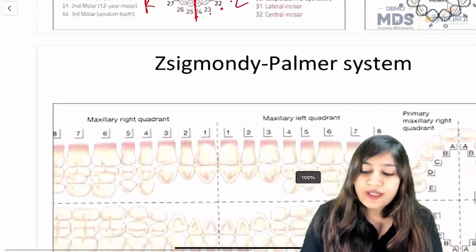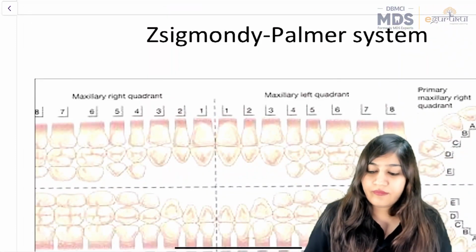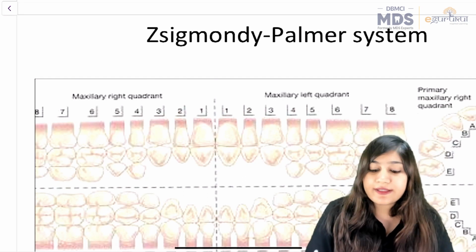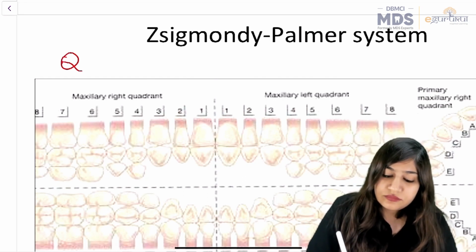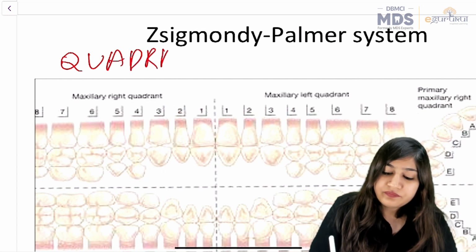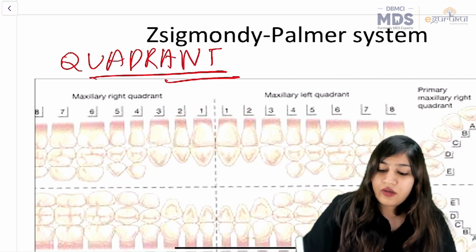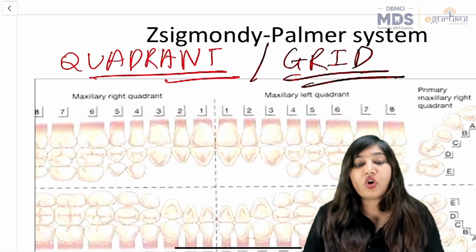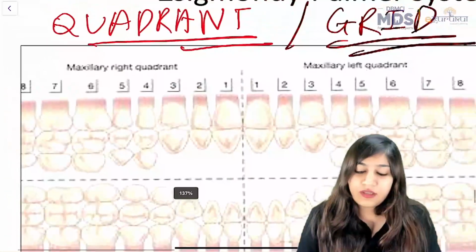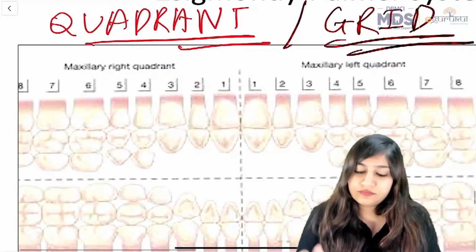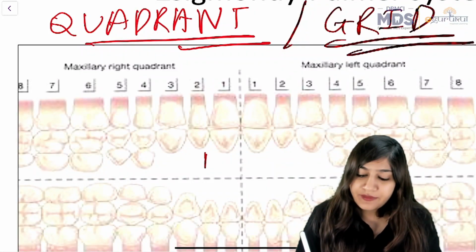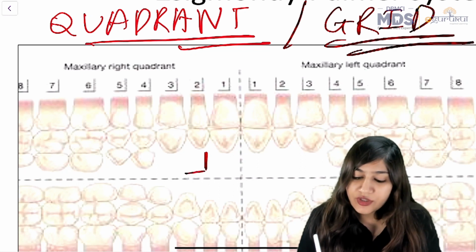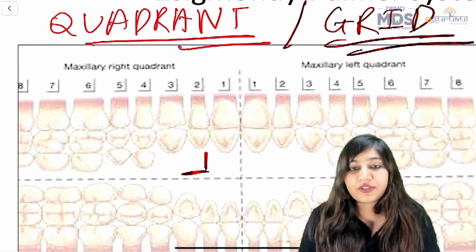Now coming to Zsigmondy-Palmer notation. This is mainly a quadrant system or a grid system. Quadrant or grid system. Here this vertical line represents the quadrant and horizontal line represents the arch, right?